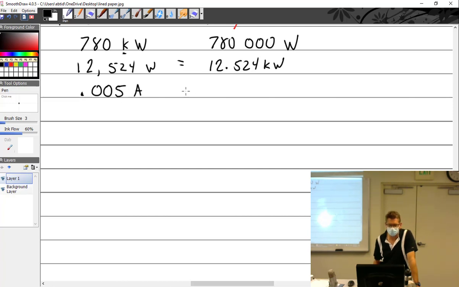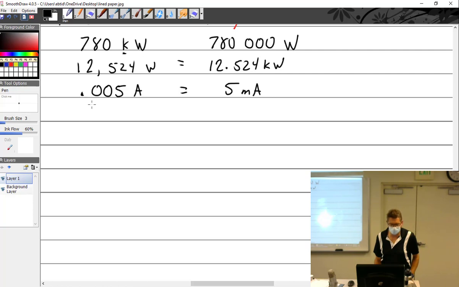0.005 amps. How many? What is that? Okay, very good. 5 milliamps. This is just practice right now. You guys will get it. If you're falling behind a little bit, that's okay.